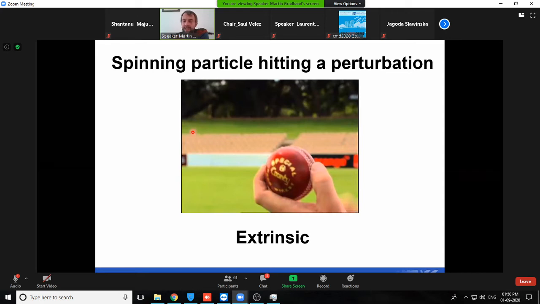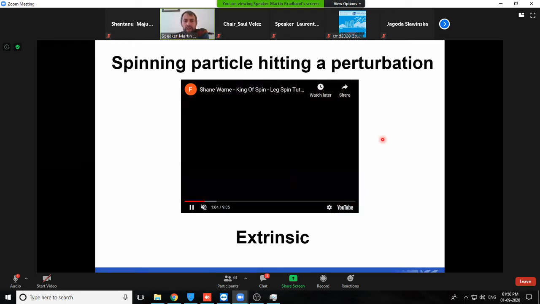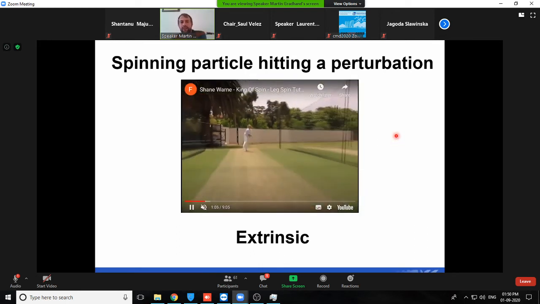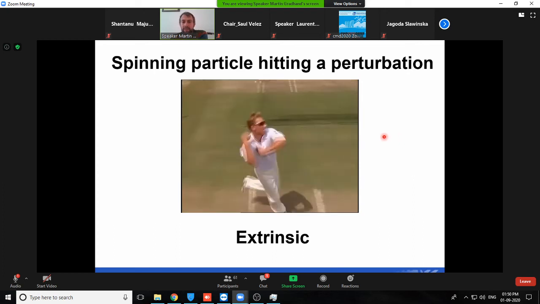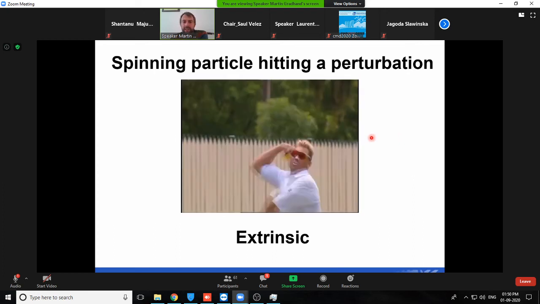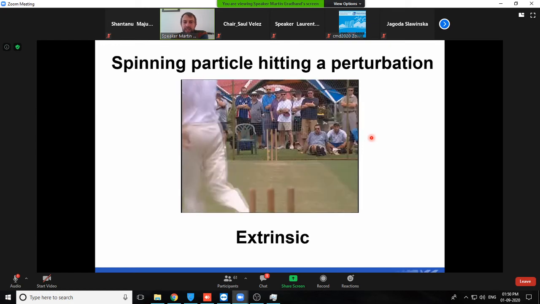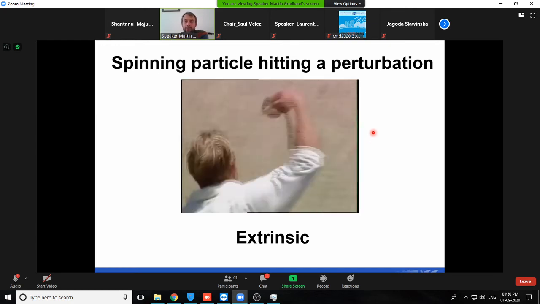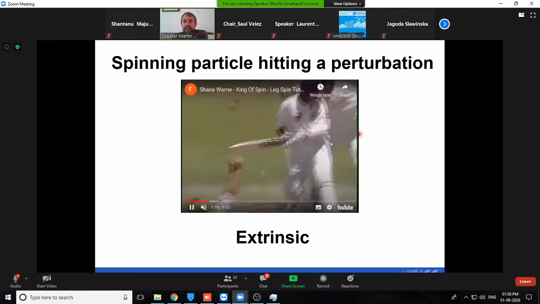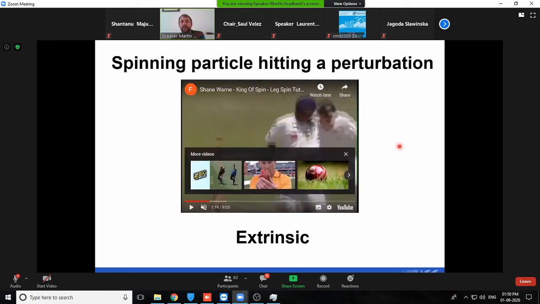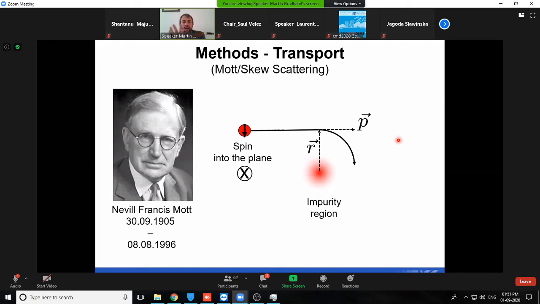Then what is the extrinsic effect? And being in Britain, of course, I have to talk about cricket here. Imagine you have a spinning object, you throw it, and this object hits a perturbation. And now we can see it very nicely. The object is spinning, it's our electron, it hits a perturbation, and then it moves to one side. And this is the extrinsic spin Hall effect.